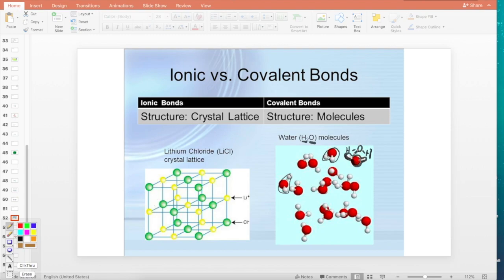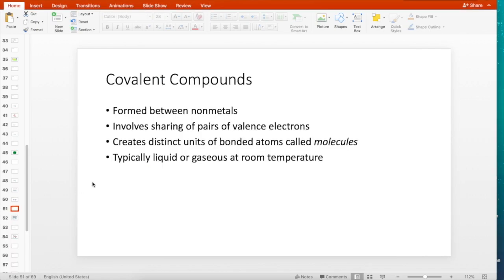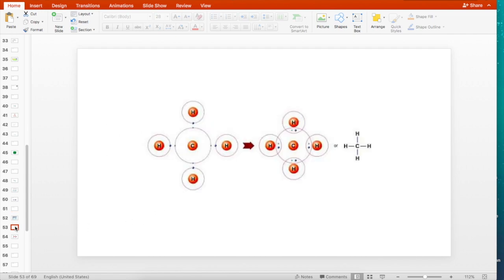How, by the way, does water become liquid? Well, do you remember intermolecular forces? These water molecules, in between them, would have weaker attractive forces, right? Something to keep in mind. And typically, covalent compounds are liquid or gaseous at room temperature. Here's just an example of a covalent compound called methane, CH4.